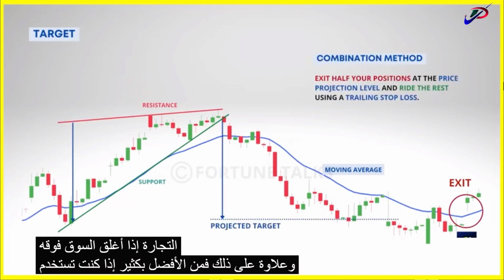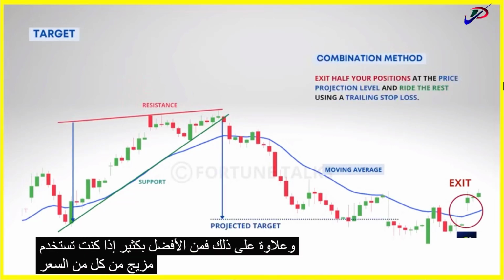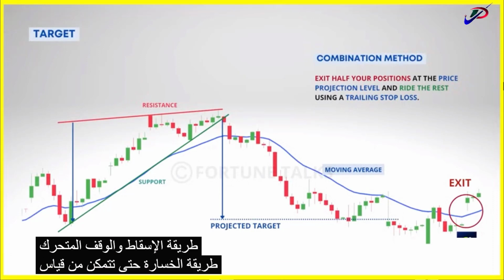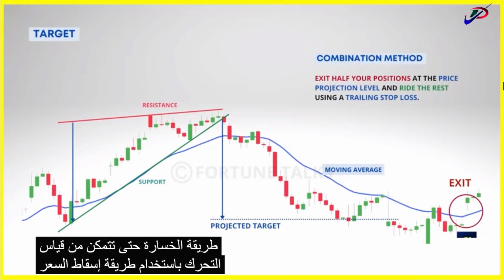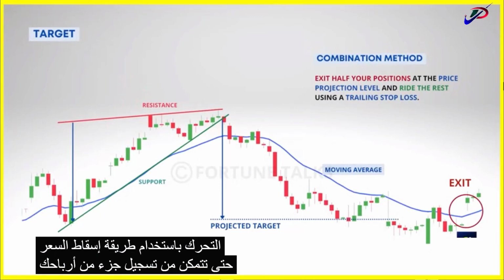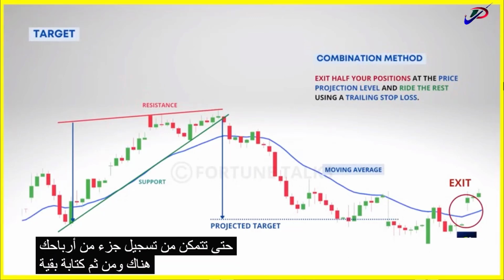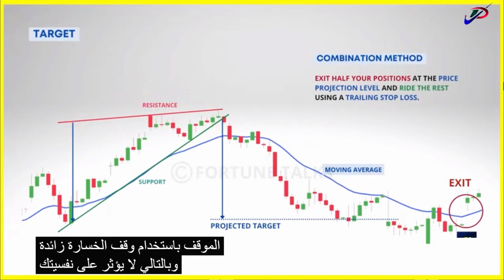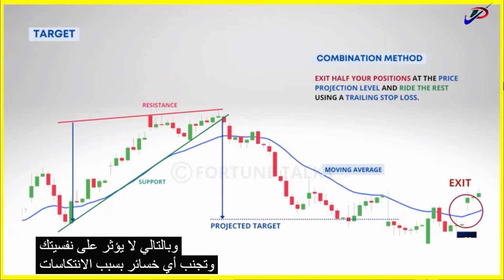Moreover, it is much better if you use a combination of both the price projection method and the trailing stop loss method, so that you can gauge the move using the price projection method so as to lock in part of your profits there and then ride the rest of the position using a trailing stop loss, thereby not impacting your psychology and avoiding any losses due to reversals.